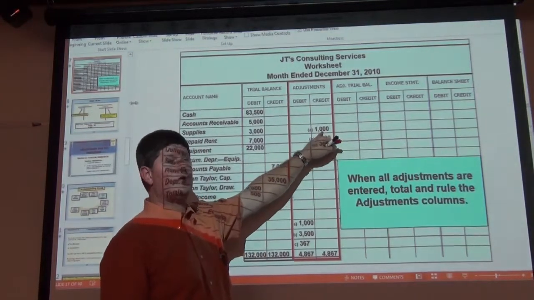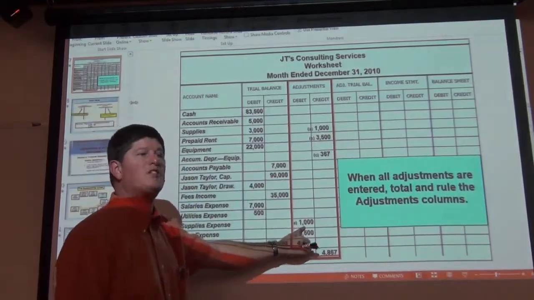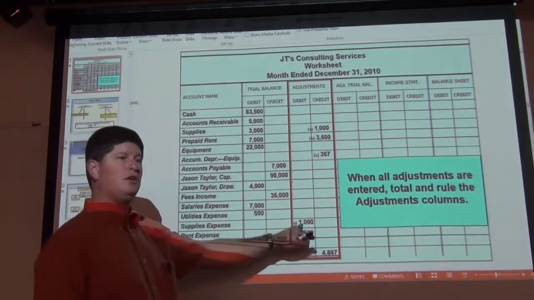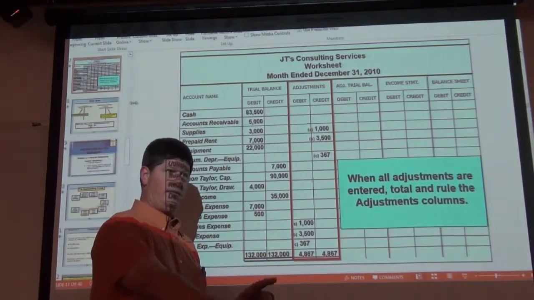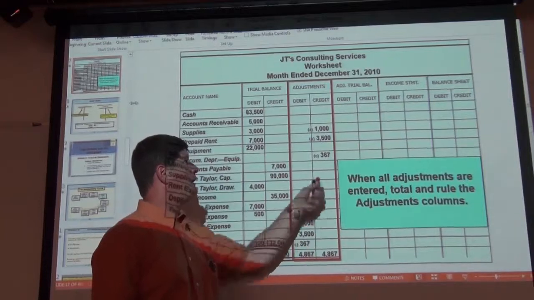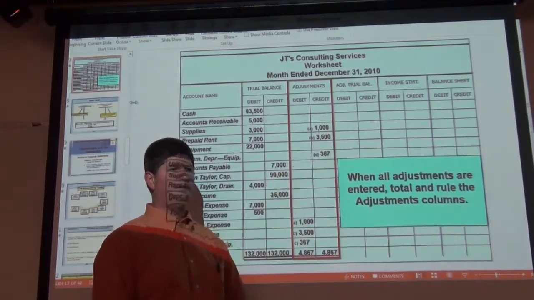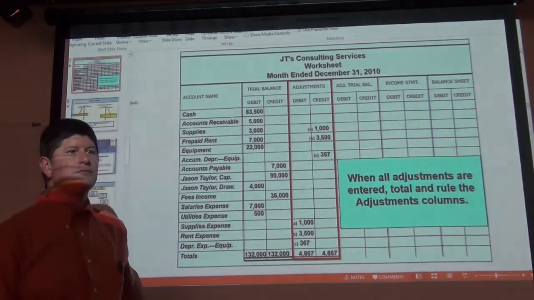So what that does is it puts $1,000 down here in expenses for supplies expense, which is where I want it. So this is what I want. This is how I make it happen. Okay? Thank you. Yes, ma'am.